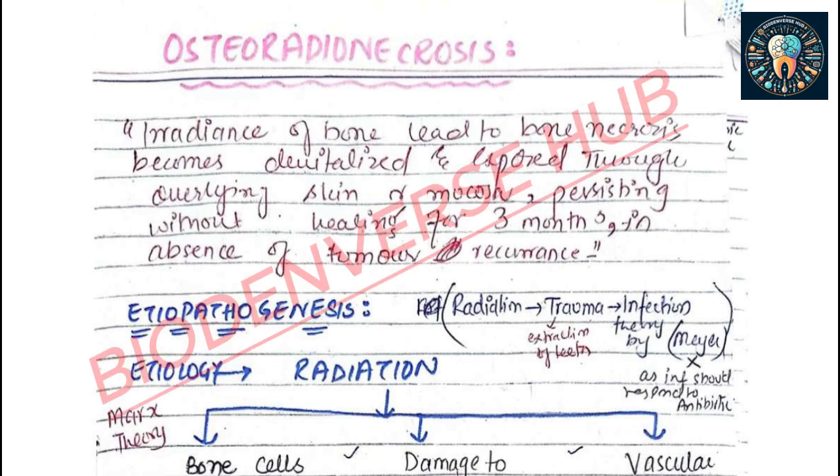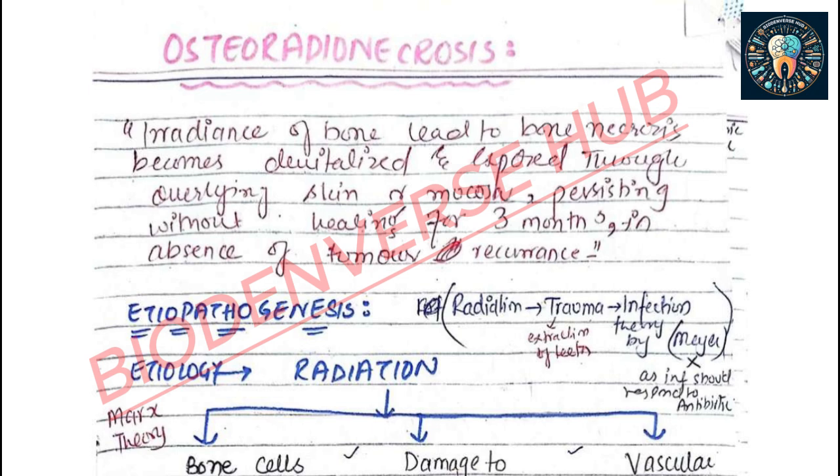Osteoradionecrosis, as the name itself indicates, is the necrosis of the bone caused due to the radiation given during radiotherapy. So keeping that concept in mind, let us move on towards the definition, which states that irradiation of the bone leads to bone necrosis, which means that the radiation of higher intensities given during the radiotherapy leads to the bone necrosis.